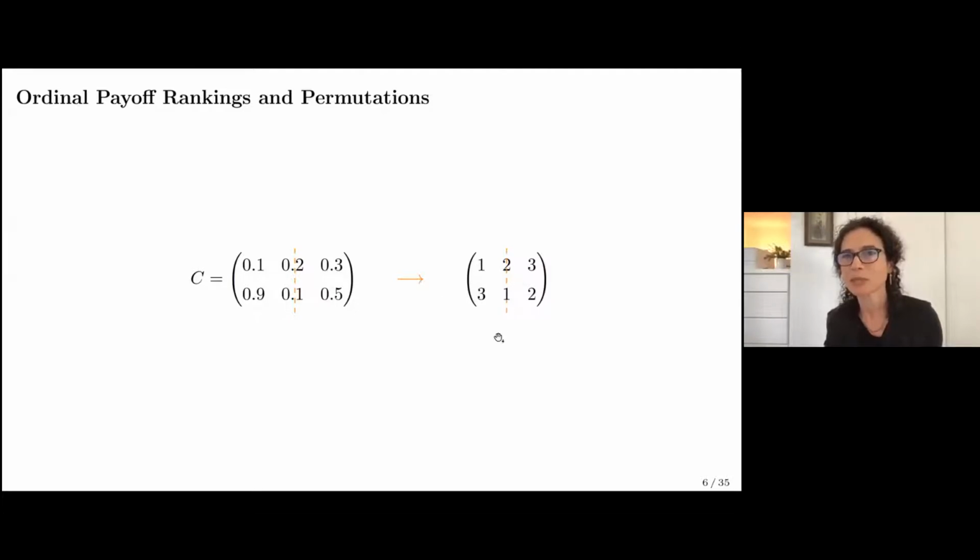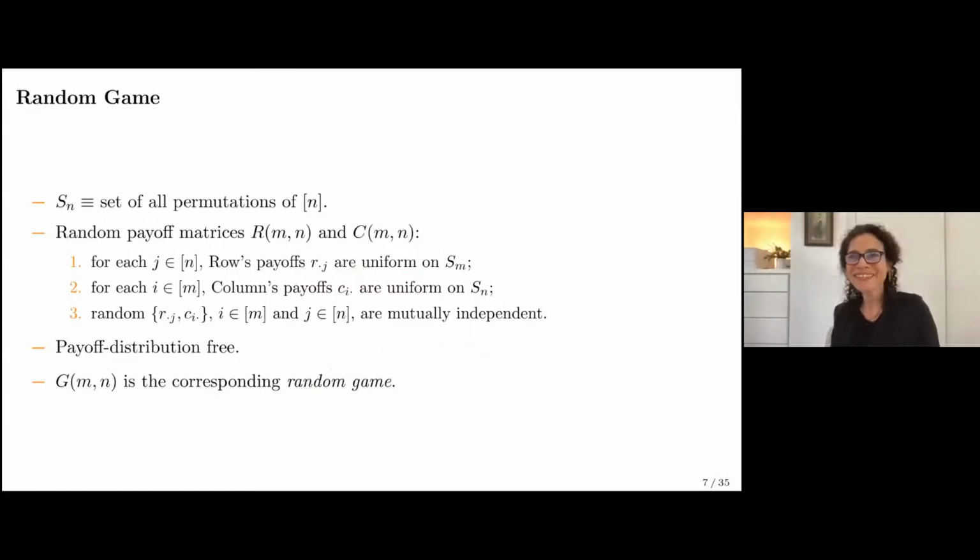We'll basically randomly determine permutations. So let me tell you what I mean more formally. Denote by S sub n the set of all permutations of 1 through n. Then we're going to generate random payoff matrices for row, that's going to be R, and for column, that's going to be C. For each action of column, row's payoffs will be uniform on the set of permutations S_m. And for each action of row, column's payoff will be uniform over the set of permutations of her actions, just as in the example that I just showed you.